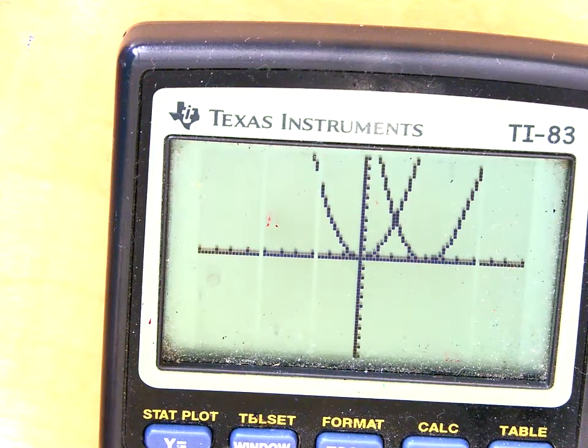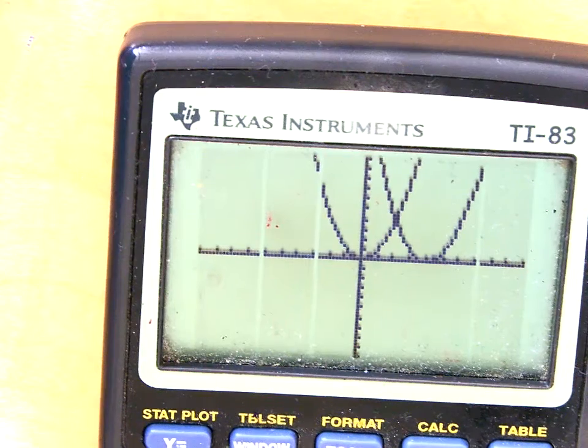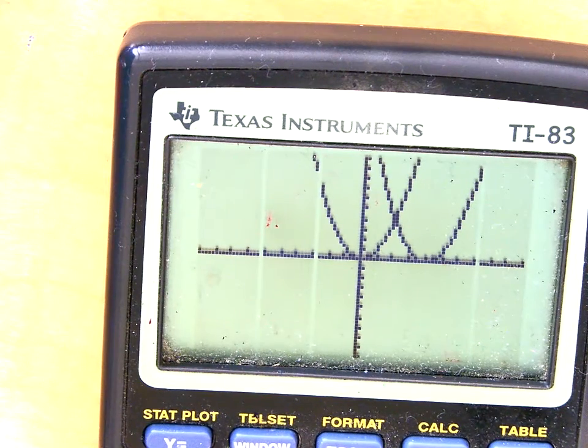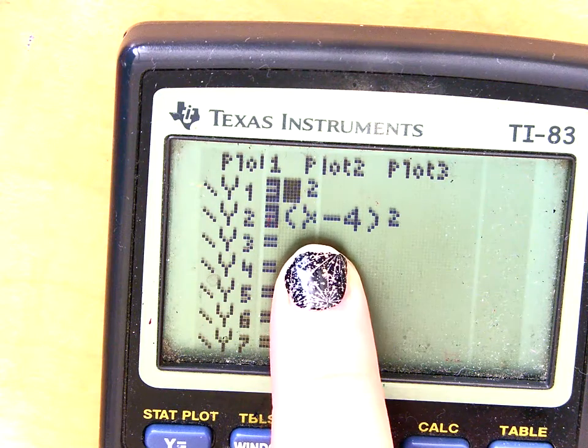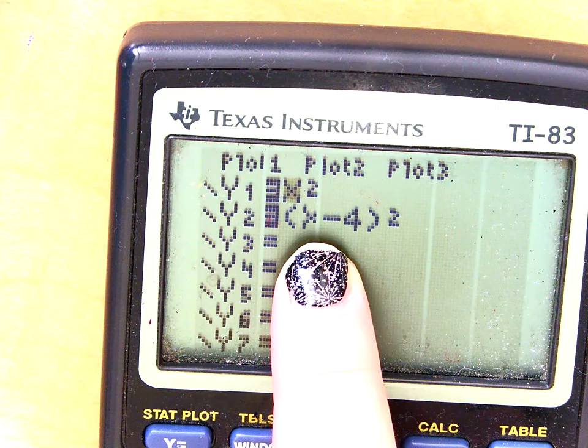So there's the parent, and then, yes, there it is, move to the right. How interesting. So if I wanted to move it up or down, up I just add something, down I would just subtract, but if I want to move it left or right, what we just figured out is that I have to not only put it in there with the x, but it's really kind of the opposite of what I want to do.